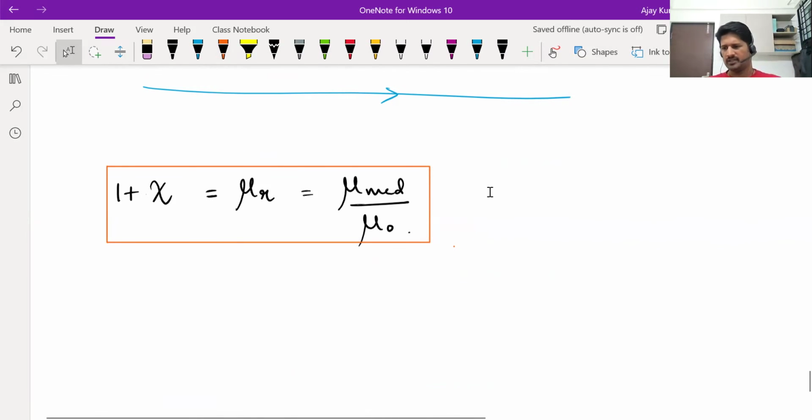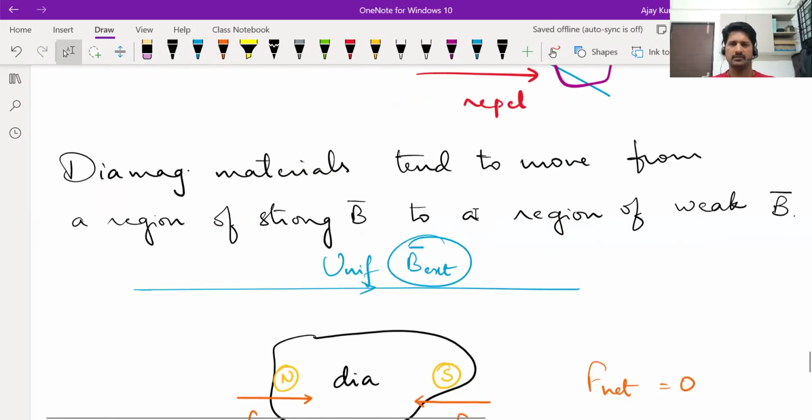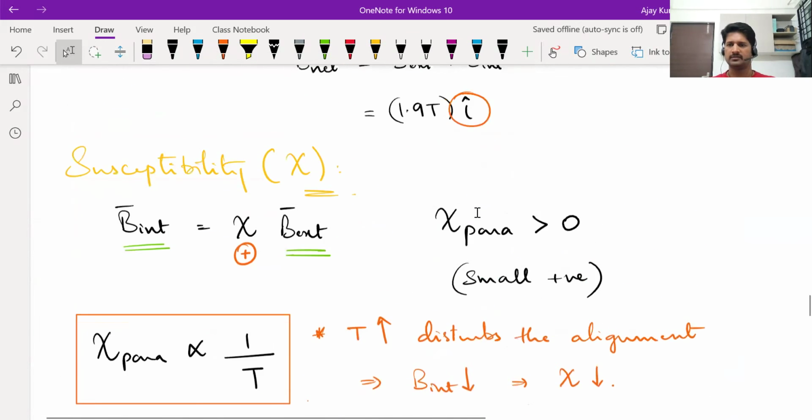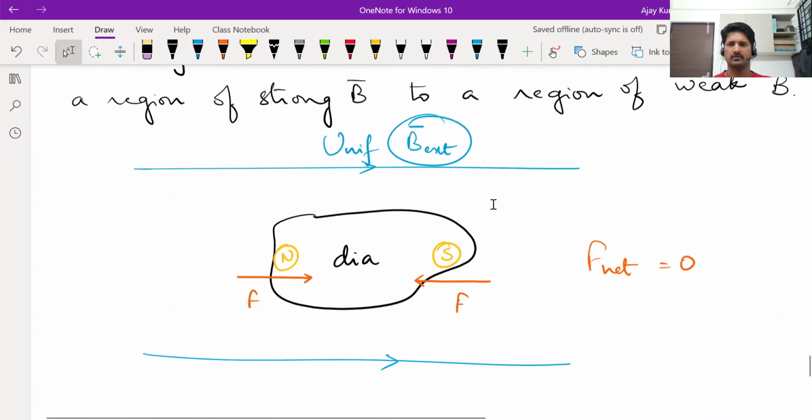Fine. So I'll send the notes to all of you. Go through those definitions: magnetizing intensity, intensity of magnetization, and how susceptibility relates them. Do that derivation once on your own for dia-para. You'll understand. Next class we'll discuss ferromagnetism, and we'll close this chapter. Okay. Thank you all.